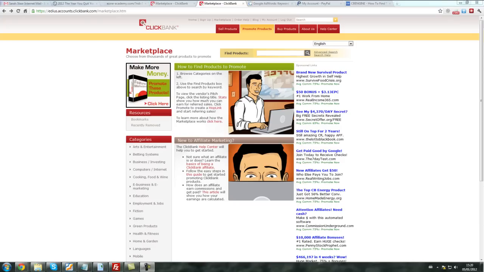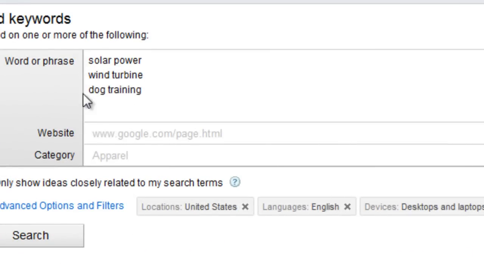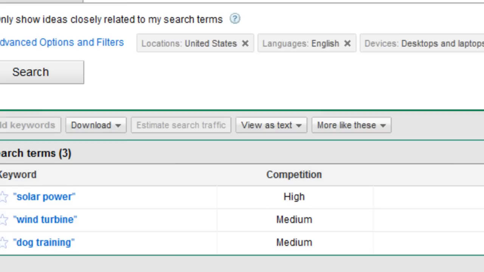expensive areas. If we just take something like dog training, and we go to the keyword tool, we'd probably find a huge amount of people searching for dog training products. I'm in the green energy niche. I know that people are looking for solar power products, wind turbine products. People are looking for products to save money on fuel generally. So I went to the Google keyword tool, and I looked at solar power, wind turbine, and dog training as 3 examples, and I did a search.